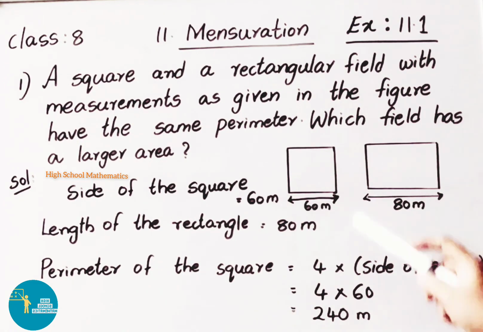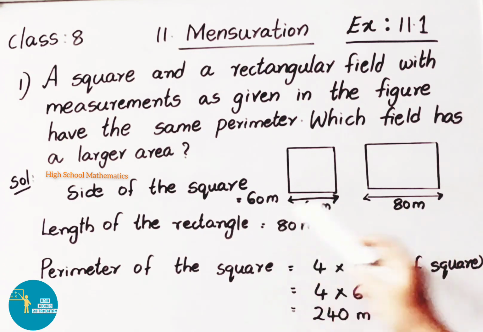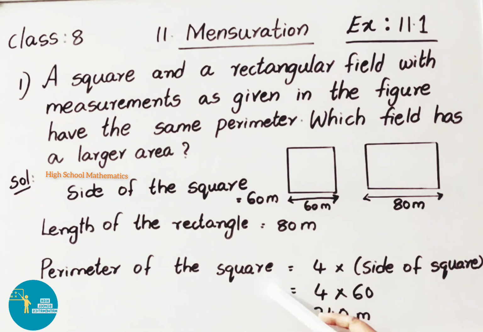See here, the side of the square they have given as 60 meters and the length of the rectangle they have given as 80 meters. First let us find the perimeter of the square. We know the formula, that is 4 into side of square. That equals 4 into 60 meters, that is 240 meters. Therefore, the perimeter of the square is 240 meters.